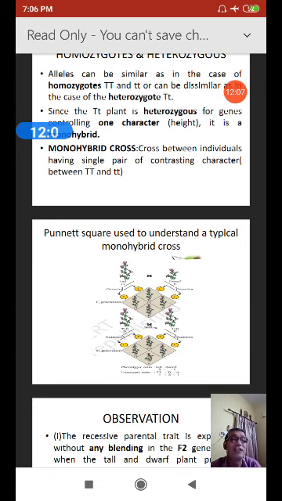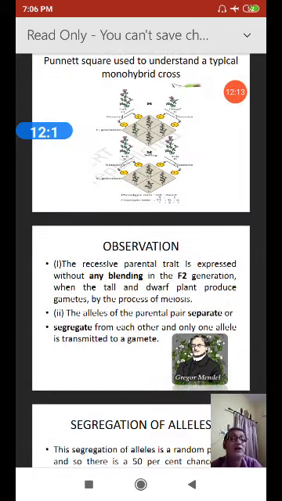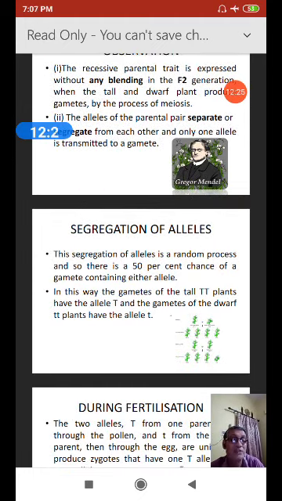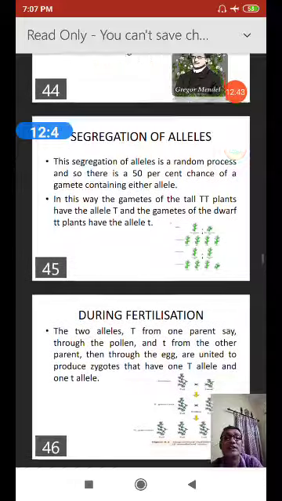So here is the picture of the Punnett square. What did he observe? The recessive parent trait was expressed without any blending in the F1 generation and F2 generation; ultimately the alleles of the parents separate or segregate from each other. So now the concept of segregation of alleles came. The segregation of alleles is a random process, with a 50% chance of a gamete containing either allele. In this way, the gametes of the tall capital T plant have the allele capital T, and the gametes of the dwarf plant have small t. So during fertilization, what happened?